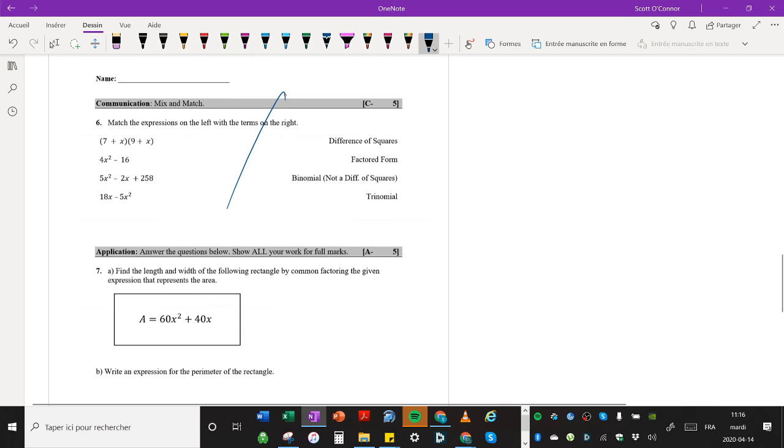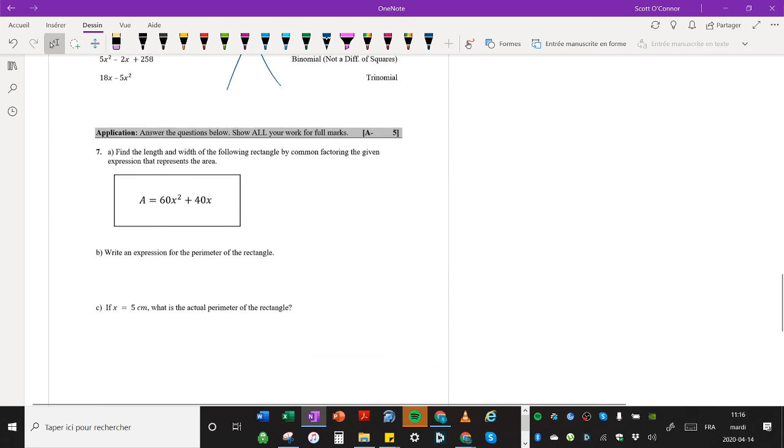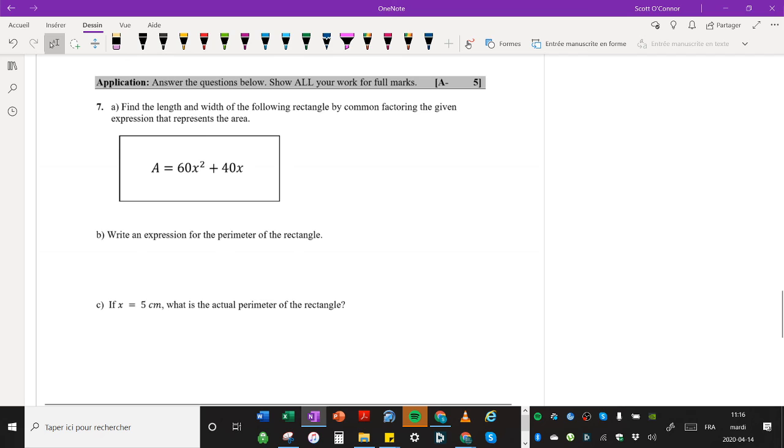You can skip these ones here. Question number seven says, find the length and the width of the following rectangle by common factoring the given expression that represents the area. And so if I'm doing that here, it's those common factoring questions. What's the greatest common factor? In this case, it's 20. And you notice there's an x in this one. The variable with the lowest exponent is x, therefore x is part of the greatest common factor. And so I get 20x outside of my brackets.